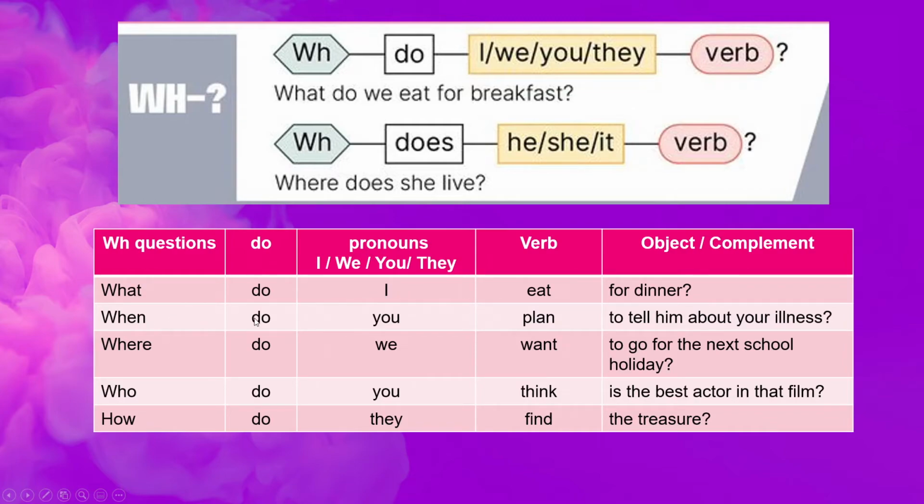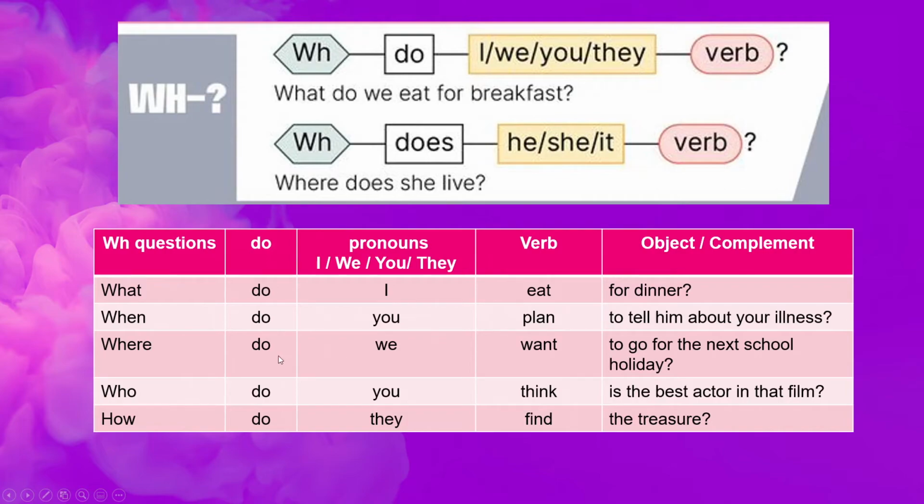When do you plan to tell him about your illness? Where do we want to go for the next school holiday? Who do you think is the best actor in that film? And the last one, how do they find the treasure? So it's easy, right? The WH question, the do auxiliary, the pronouns over here, the action verb in base form dalam bentuk kata dasar ataupun root word, and the object complement, ayat pelengkap dia. So what do I eat for dinner?